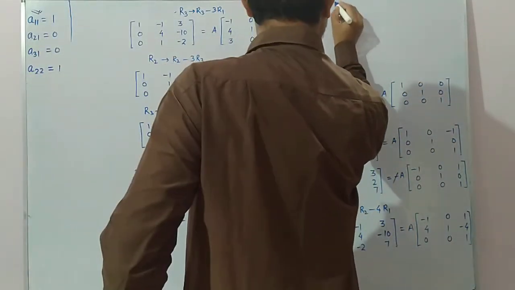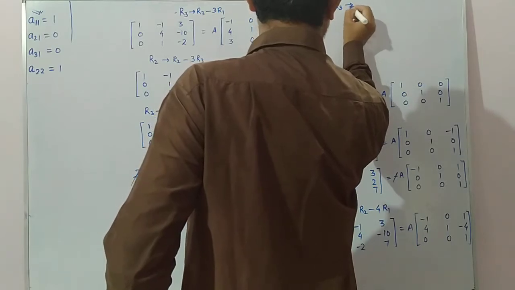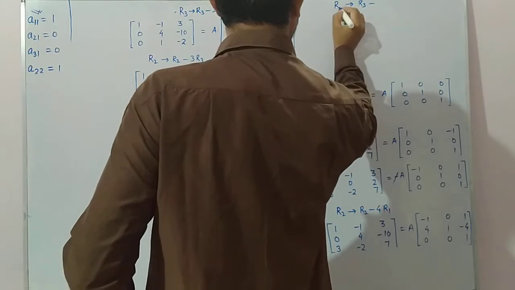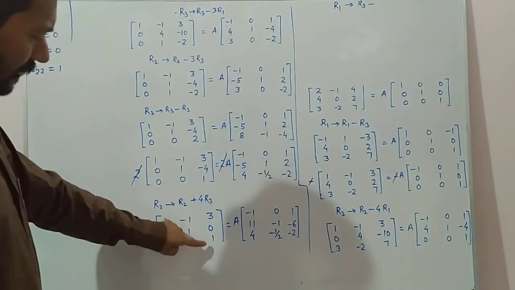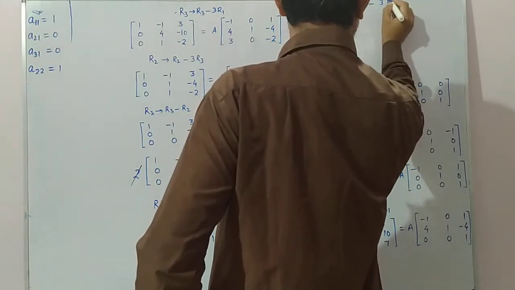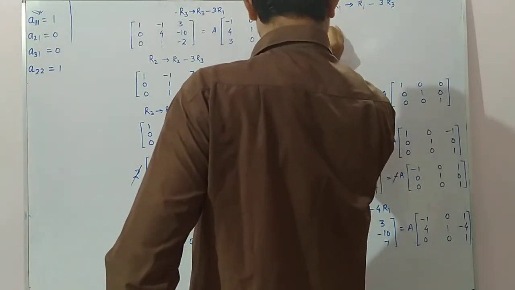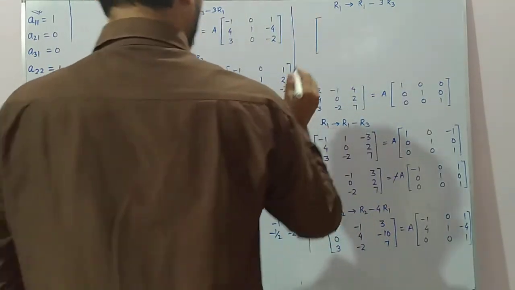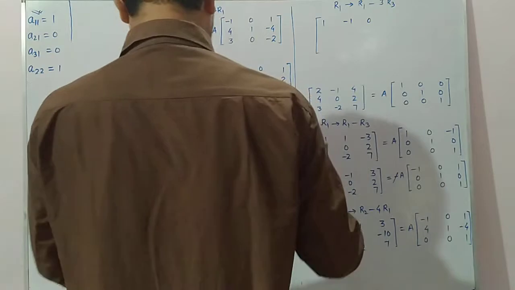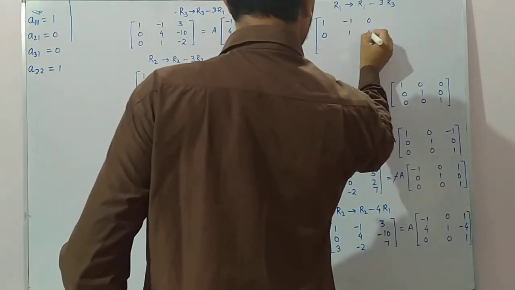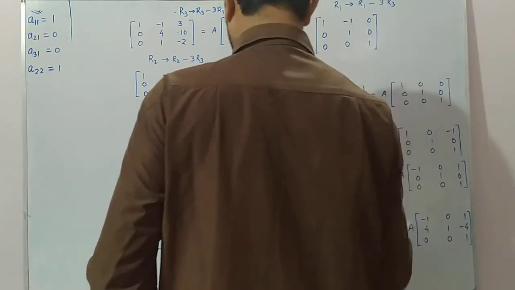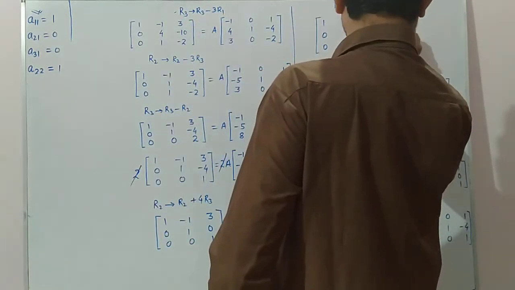So here, R1 changes to, we have to make this one 0, R1 minus 3 R3. So this is 1 minus 1 0, 0 1 0, 0 0 1. That is equal to A.